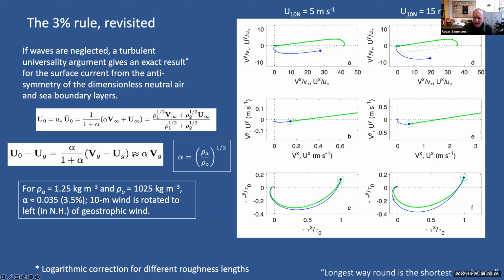So it maintains that sort of classical structure for any wind speed. And the little dashed green lines show you what the anti-symmetric profile would be for the ocean velocity. And you can see that the blue lines, which come from the model, are a bit off from that.